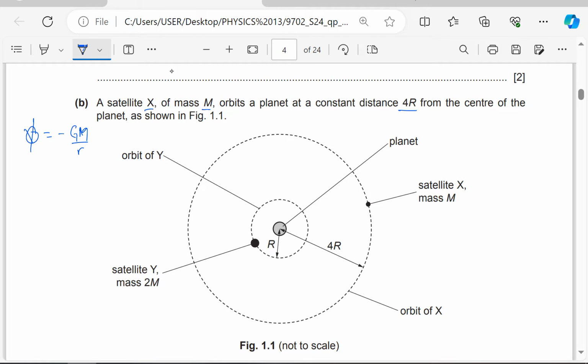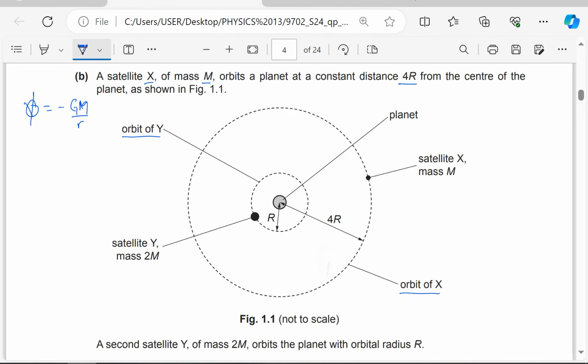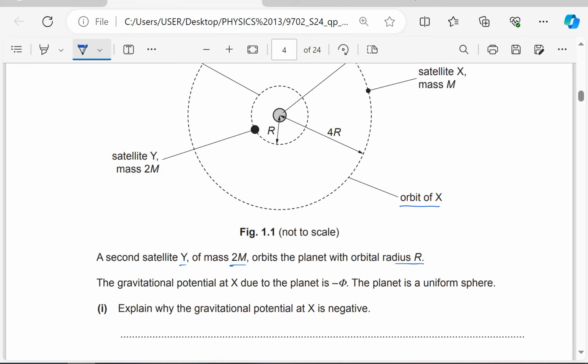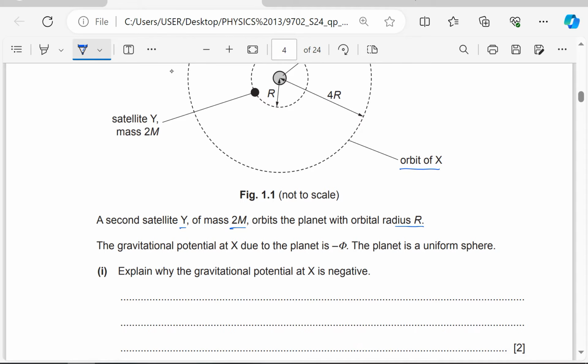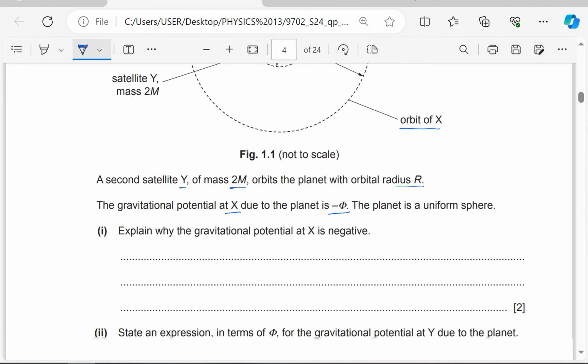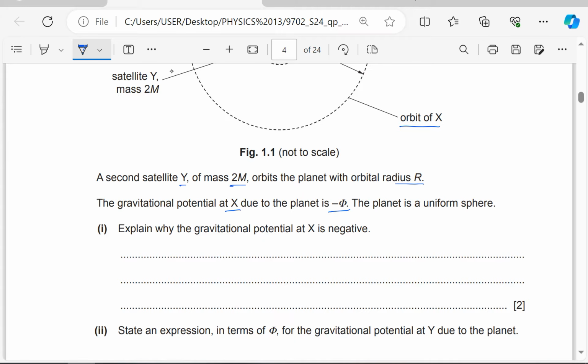So we see the satellite X has its orbit, it has been labeled X, and we have the orbit of another satellite Y, labeled Y. The second satellite Y of mass 2m orbits the planet with the radius r. So they are all orbiting the same center. The gravitational potential at X due to the planet is minus phi. The planet is a uniform sphere. So if it is a uniform sphere, then this equation can apply. Explain why the gravitational potential at X is negative.